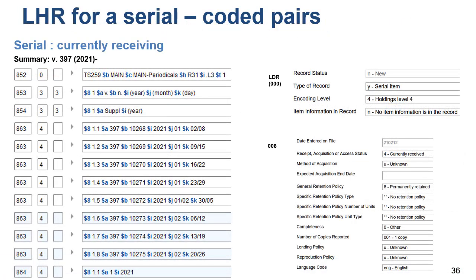So here's an example of a local holdings record for a serial using the coded pairs. This is for a serial being currently received. The leader type of record is coded Y for serial, and the encoding level is set to 4, all levels of enumeration.